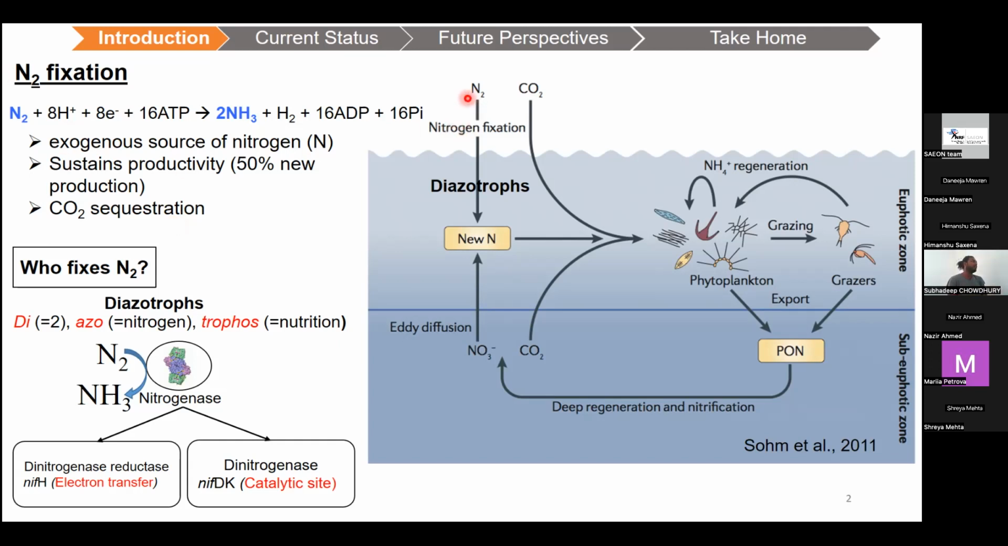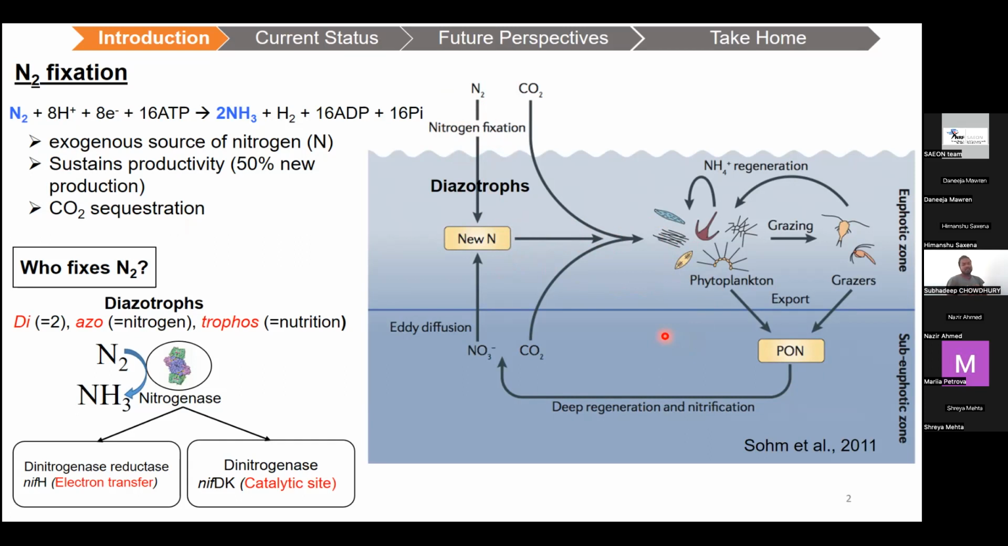If you look here, dinitrogen gas, with the help of nitrogen fixation, is coming into the ocean ecosystem as nitrogen, and this helps in fueling productivity and is incorporated into the ecosystem. So it acts as a kind of fertilizer in the ocean. When this system breaks down, the whole system will collapse, because it is continuously connected to the higher trophic levels. So who actually fixes the nitrogen?